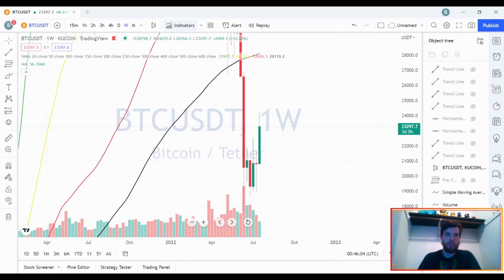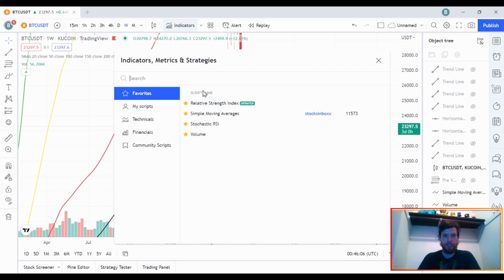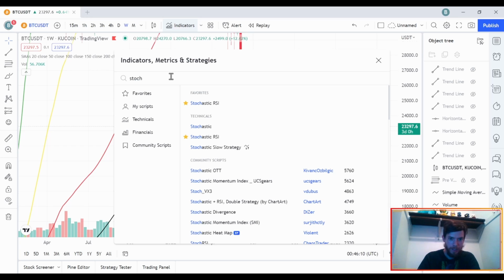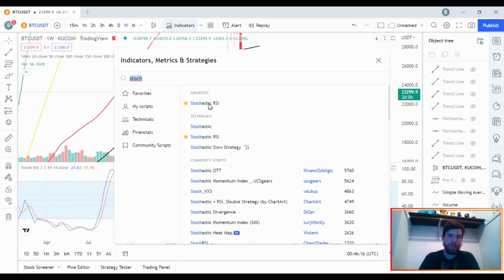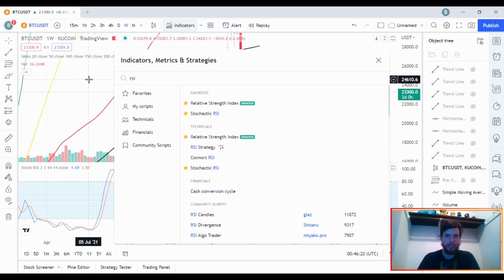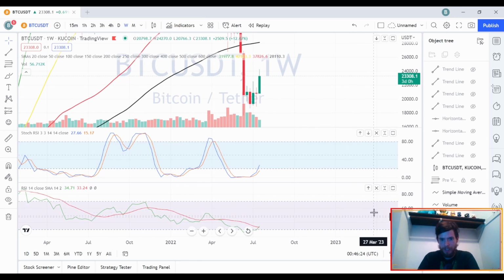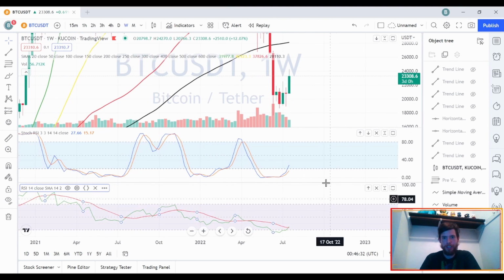Alright, so we'll go up to indicators like normal, and you can type Stoch, S-T-O-C-H, and you should see Stochastic RSI. Click that, and I'm going to be adding the normal RSI as well, so you can see how they may differ or how they may correspond to each other. So we are on the 1 week time frame here.